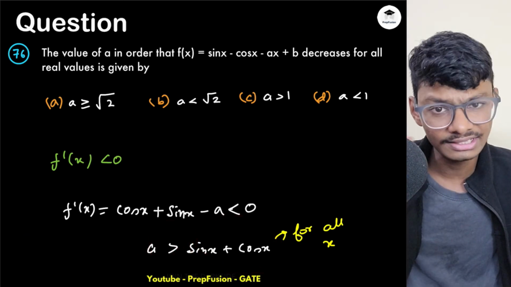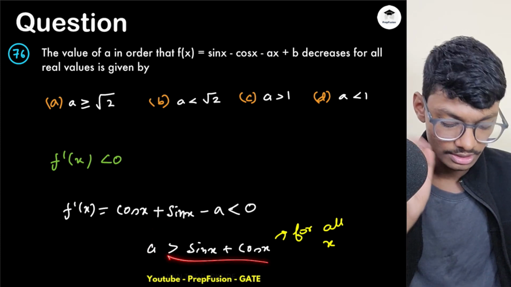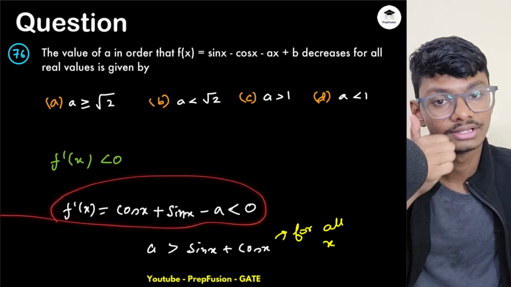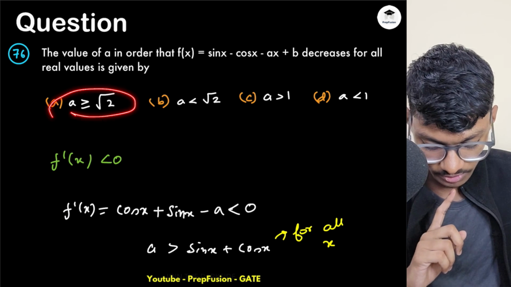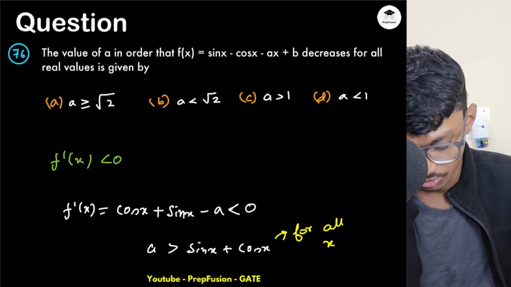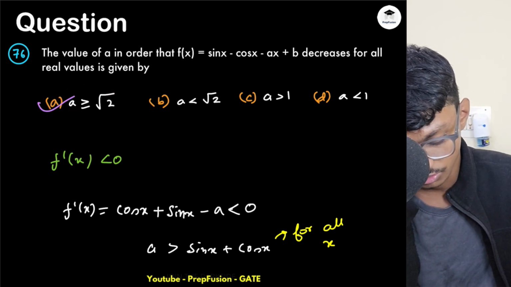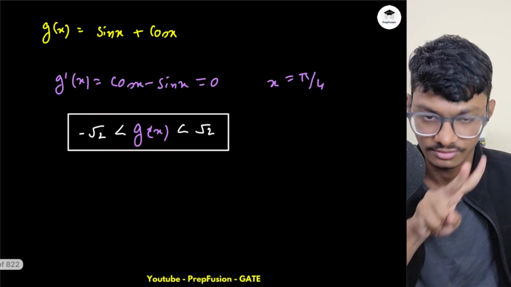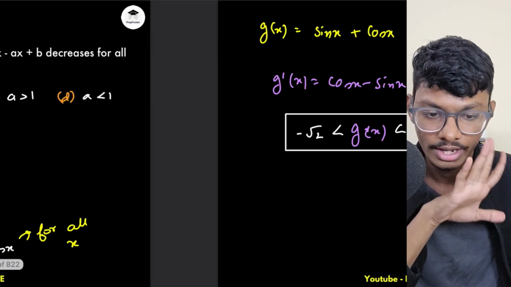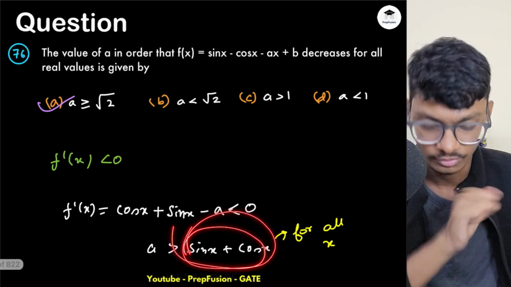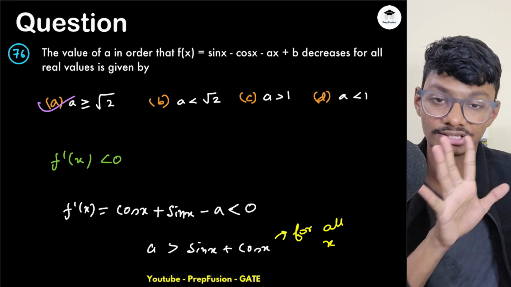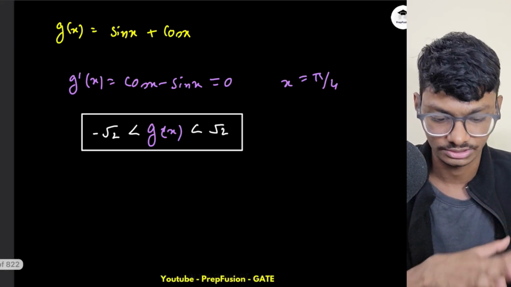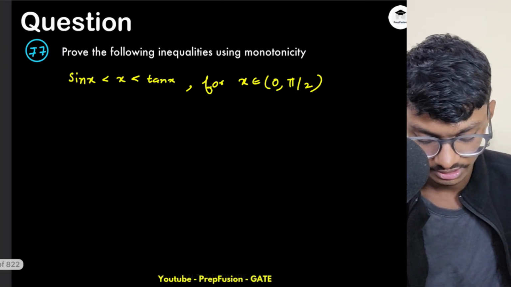If my a is greater than that maximum value, then it will always be a decreasing function. So a has to be greater than this maximum value, which is root 2. This is how you solve this question. It goes between minus root 2 and root 2, and I will take the maximum value, which is root 2 for this case. So a has to be greater than the maximum value of sin x plus cos x. So a greater than root 2 will be my answer.